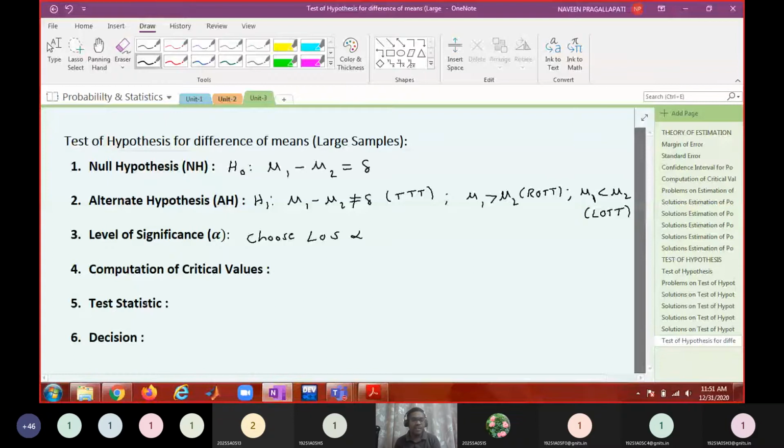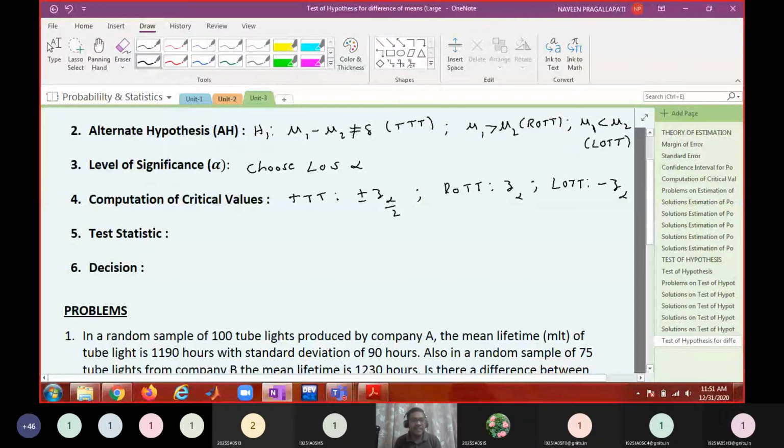Computation of critical values. If it is a two-tail test, what are the critical values? Plus or minus Z alpha by 2. Right one-tail test, Z alpha. Left one-tail test, minus Z alpha. Is it okay?